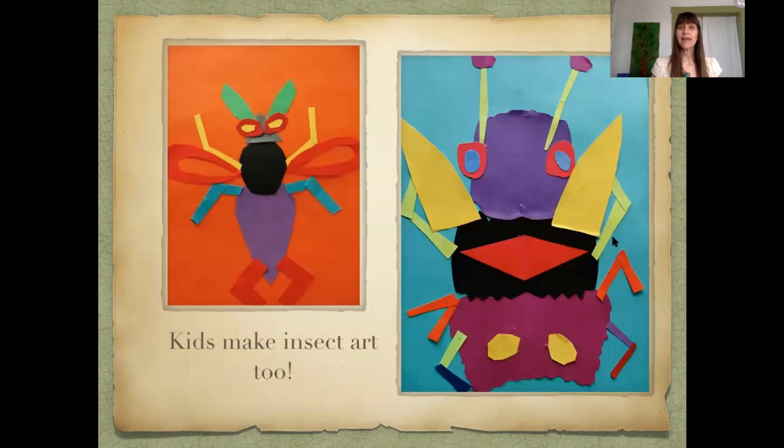Kids make insect art too. Look at these insects. These kids made a collage out of cutting paper and gluing it down. You might also notice that it's symmetrical. It's the same on both sides.